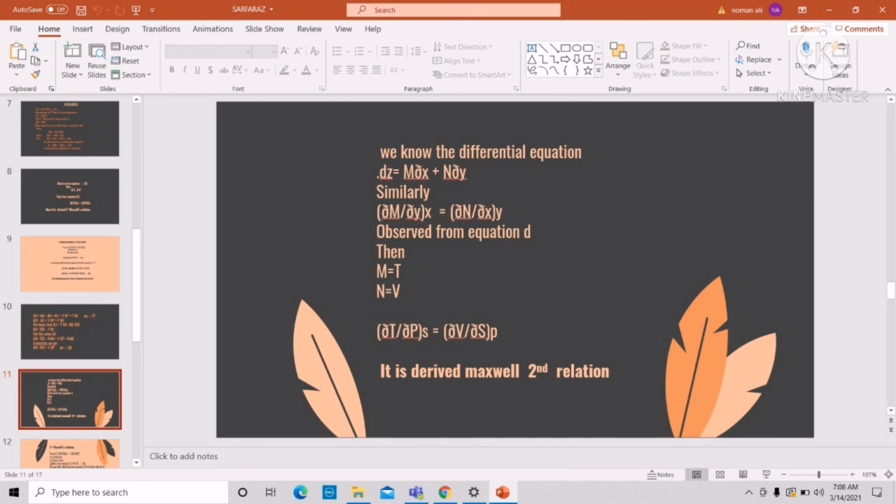We know the differential equation dz = M∂x + N∂y. Similarly, ∂M/∂y having x constant is equal to ∂N/∂x having y constant. We have observed from equation D that M is equal to T and N is equal to V. ∂T/∂P having S constant is equal to ∂V/∂S having pressure constant. Here we have finally derived Maxwell's second relation.